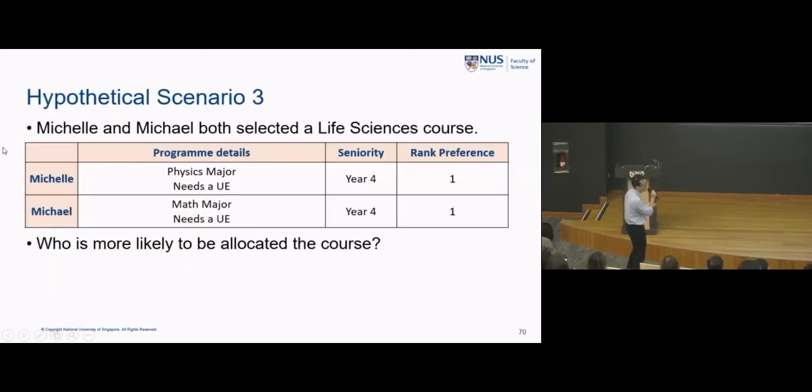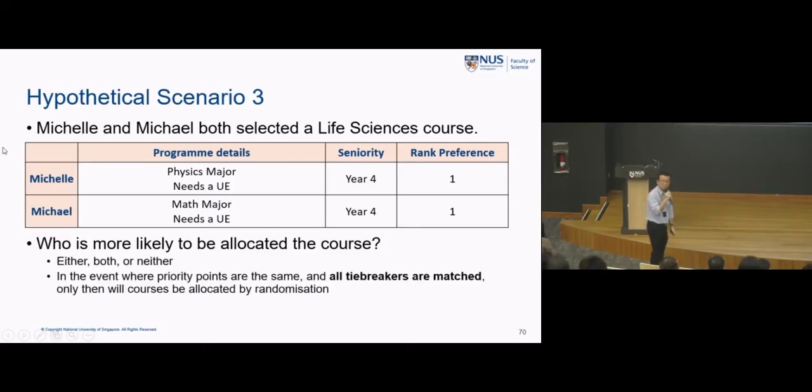This is a third scenario, also hypothetical, of course. You see, in this case, these two students are exactly the same in terms of their profile in reading this life science course. They are both not life science majors. One is a physics major, the other a math major. Both of them are just reading this as an unrestricted elective course. In this case, what's going to happen? This one is really scissors, paper, stone already. Because all tiebreakers are matched, they will be allocated via randomization.